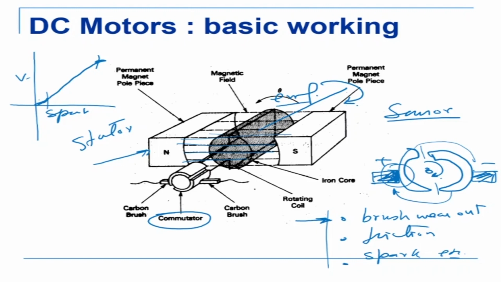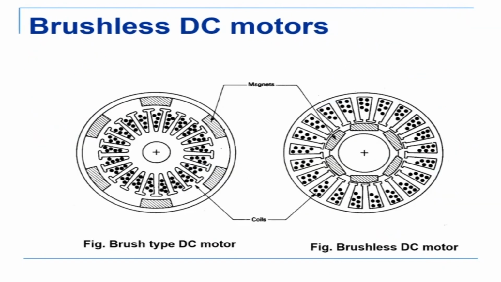Now, this is used in the case of simple experiments. When we are doing research or building simple, cheap devices to do experiments, it's okay. Now, in industrial robotics applications, what is used is a brushless DC motor.